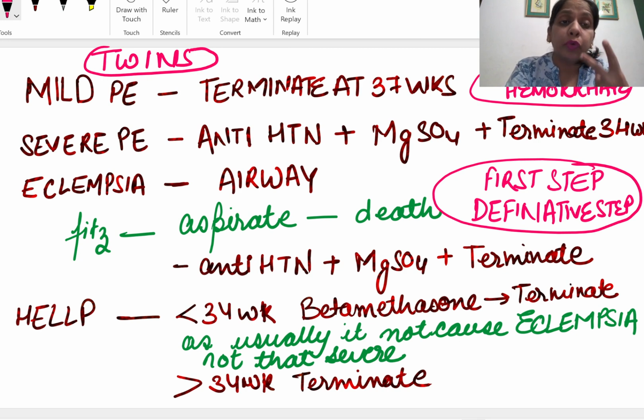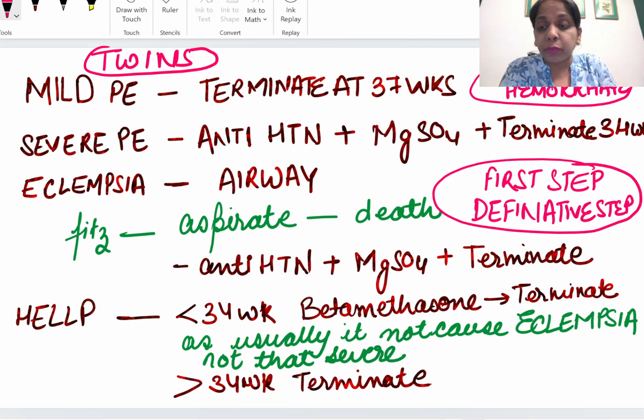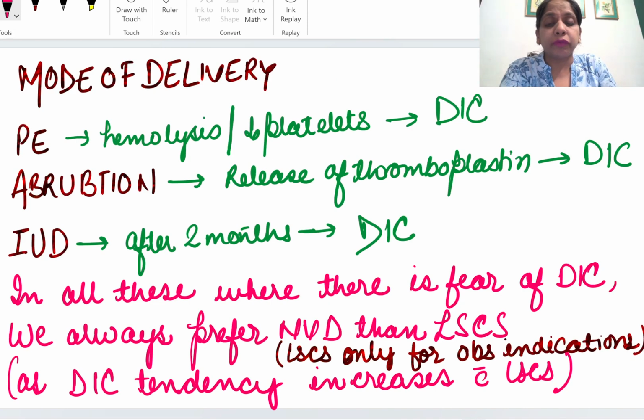We can have 2 days for the betamethasone action, and for the lung maturity. So if it is less than 34 weeks, we should give betamethasone to the patient for lung maturity. Okay, or dexamethasone, whatever. And if it is more than 34 weeks, then we have to terminate.